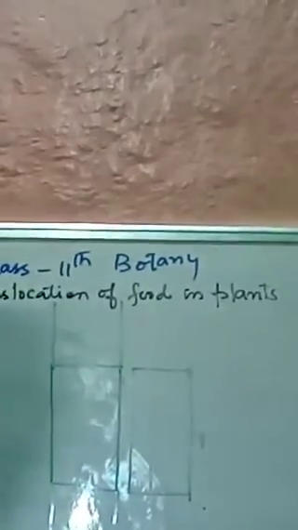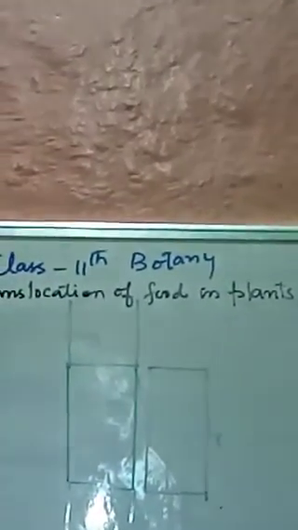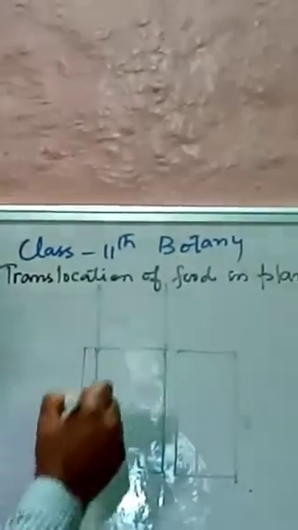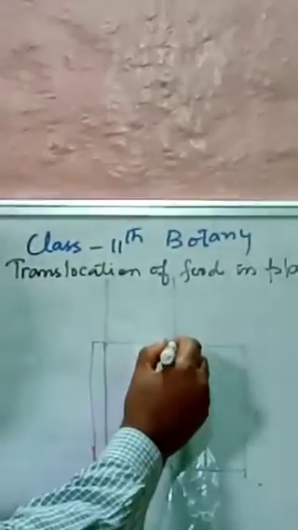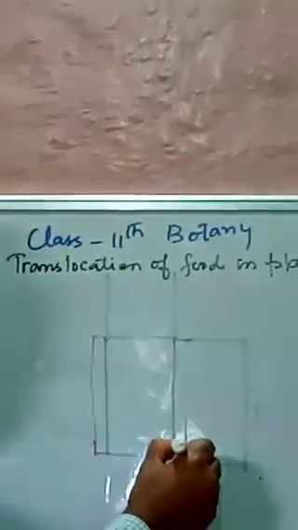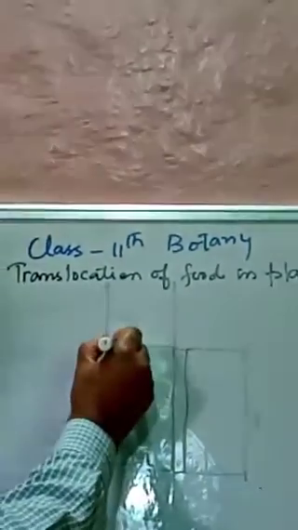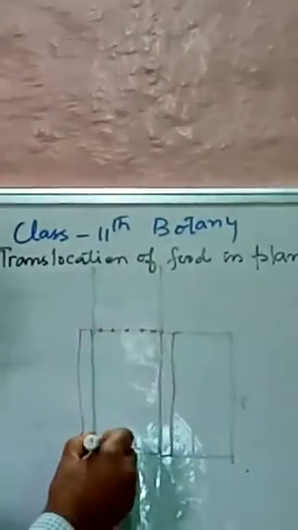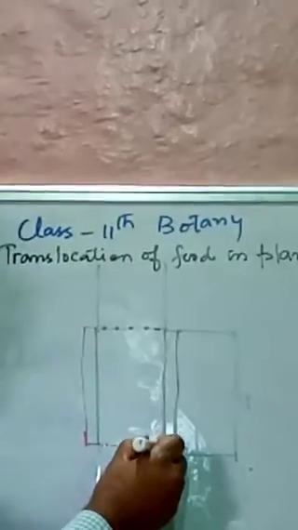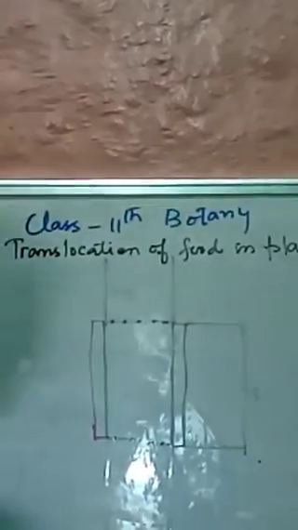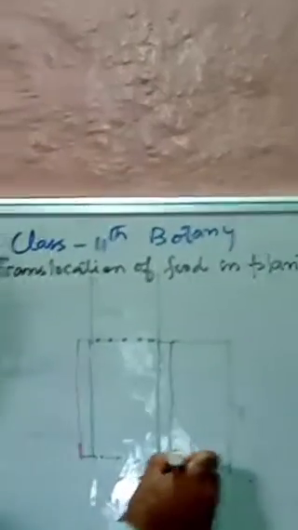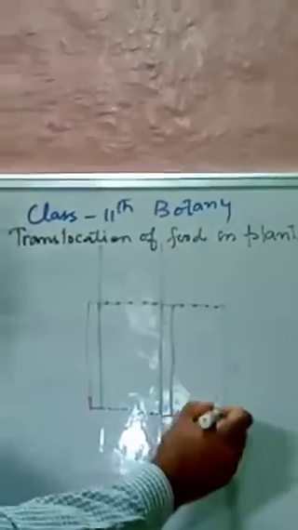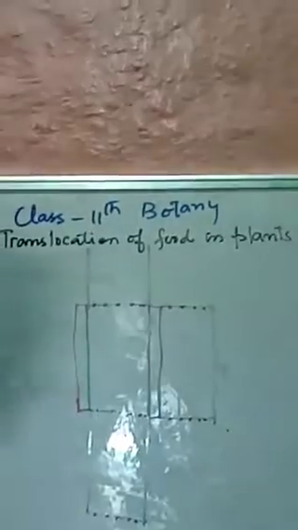See here, this is what we call the companion cell of this cell. This is the companion cell of this. Now this is perforated, this too is perforated, this too is perforated. This is called a sieve plate.